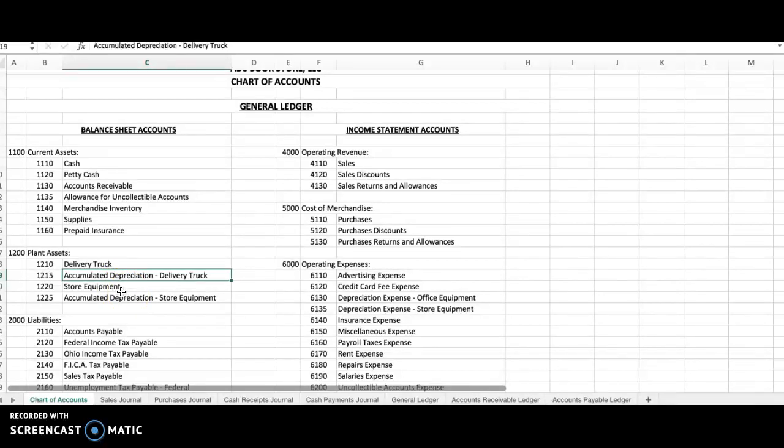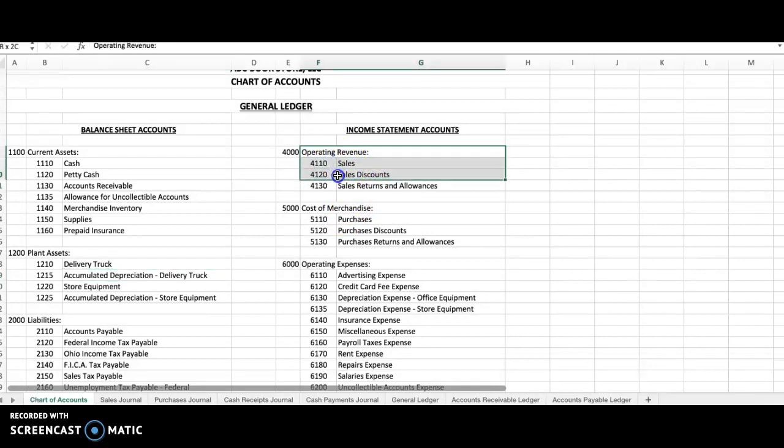Now that's not new. We've had that earlier, and I mentioned that now because over on the right side, we will be dealing with operating revenue. And you see the three accounts there.